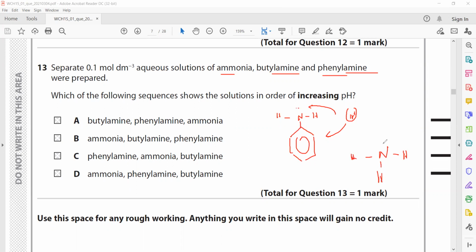So ammonia can accept protons easily. But why is butylamine more basic? Because in butylamine, which is C4H9NH2, the carbon chain is an electron releasing group. So when it is an electron releasing group, the negative charge on the nitrogen increases, so it can easily accept the proton, so it will become more alkaline. So phenylamine is less basic than ammonia, and ammonia is less basic than butylamine.